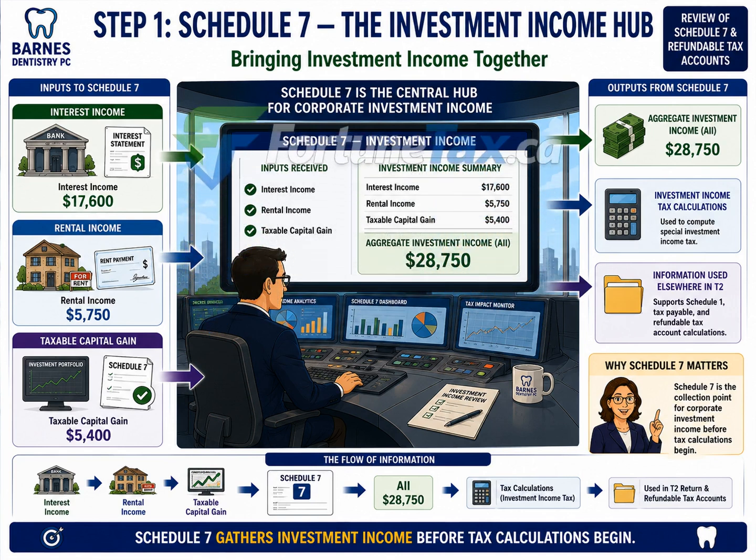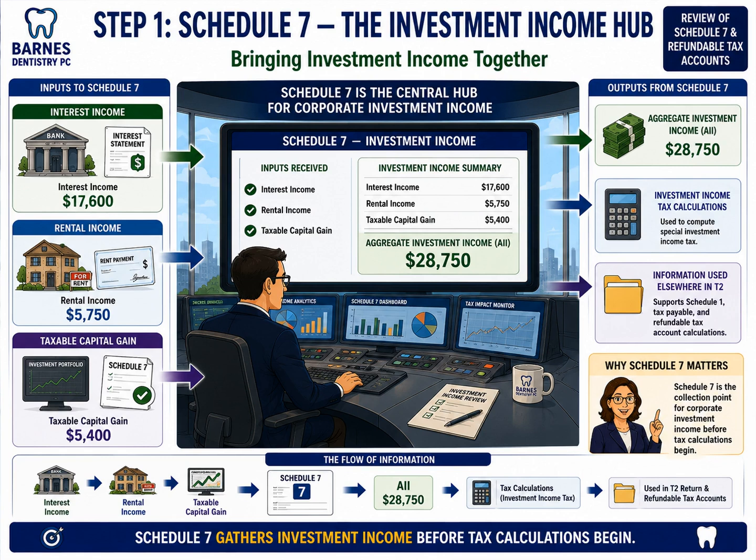Notice the investment income summary displayed on the Schedule 7 dashboard. Interest income of $17,600. Rental income of $5,750. Taxable capital gain of $5,400. Together, these amounts produce aggregate investment income, often called AII. The total AII for Barnes Dentistry is $28,750. This is one of the most important outputs generated by Schedule 7.